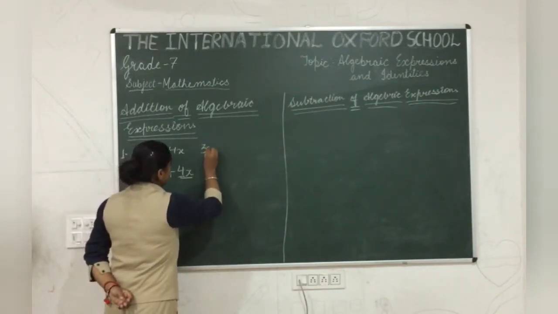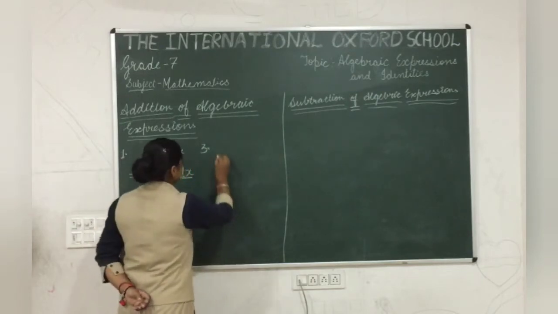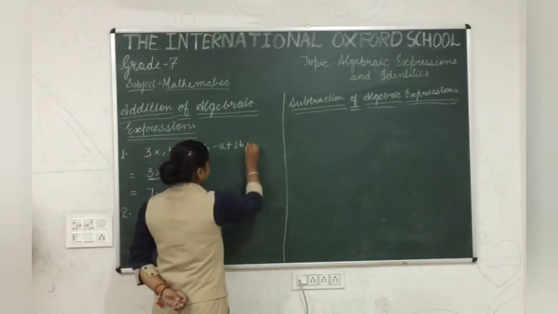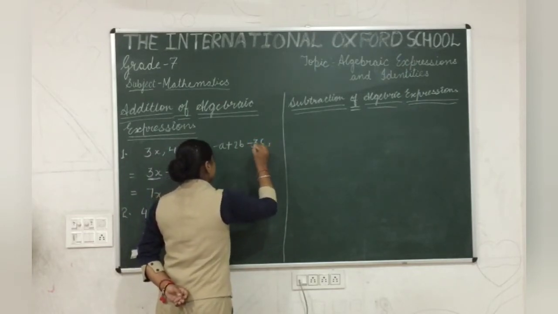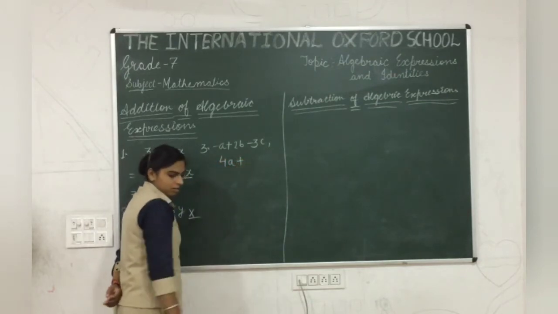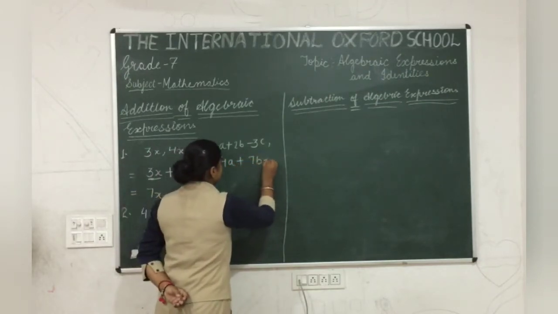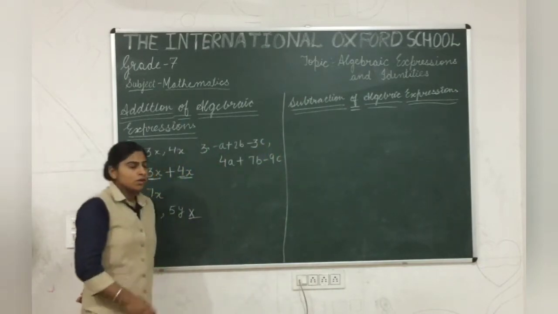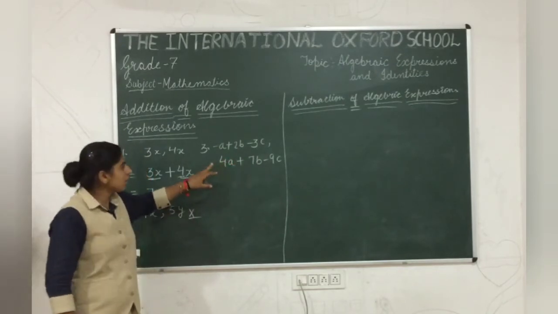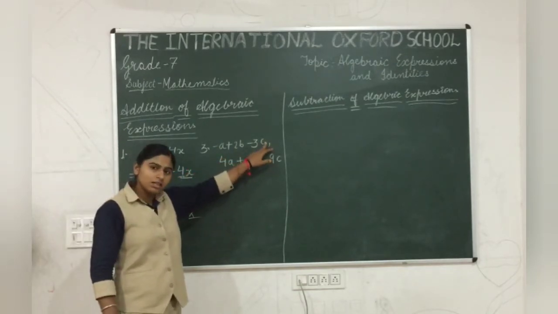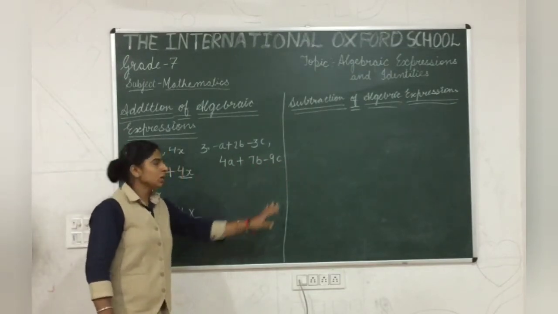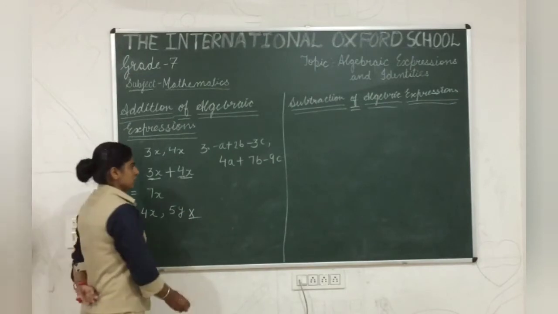And the third example is minus a plus 2b minus 3c and 4a plus 7b minus 9c. Now we have two algebraic expressions. The first one is minus a plus 2b minus 3c and the second one is 4a plus 7b minus 9c. Now we will add both of these expressions.